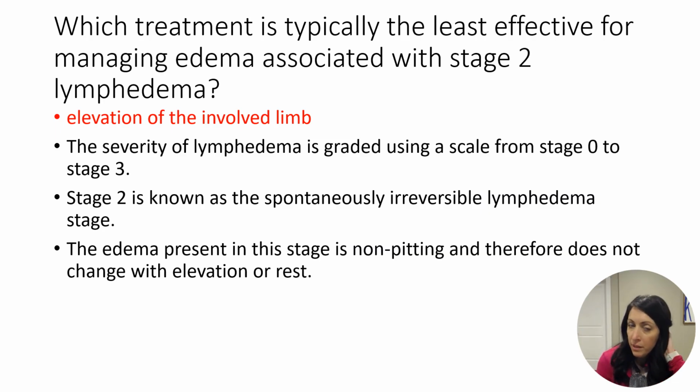So which treatment do you think is typically the least effective for managing edema associated with stage 2 lymphedema? That would be elevation of the involved limb. The severity of lymphedema is graded using a scale from 0 to stage 3. Stage 2 is known as spontaneous irreversible lymphedema stage. The edema present in this stage is non-pitting and therefore does not change with elevation or rest. So yes, it would be elevation of the involved limb.